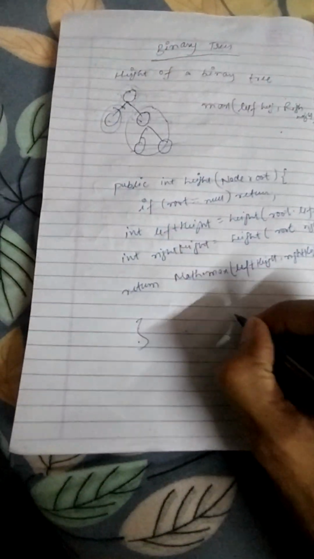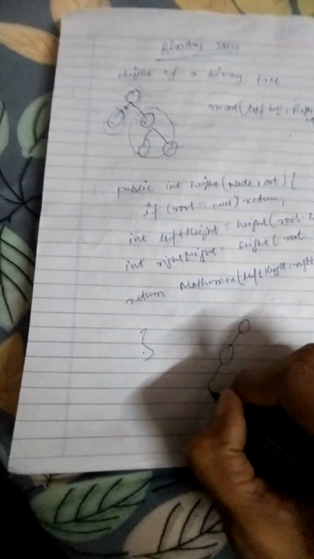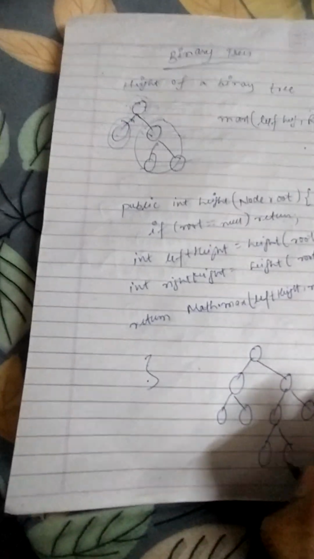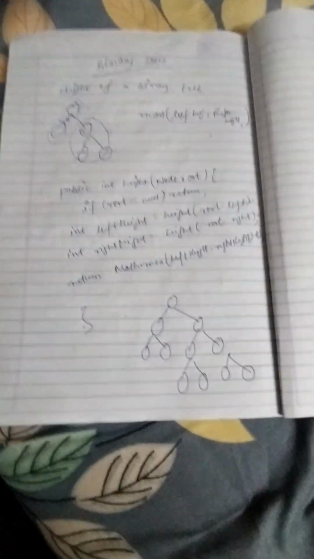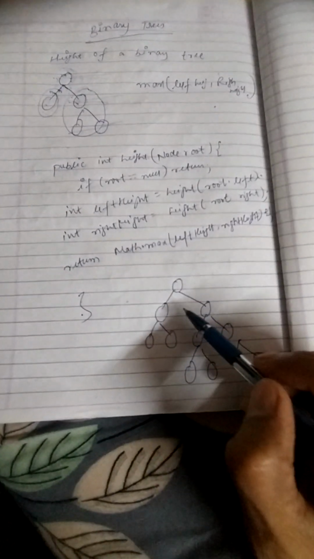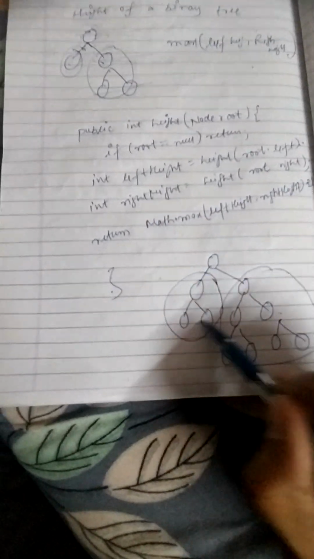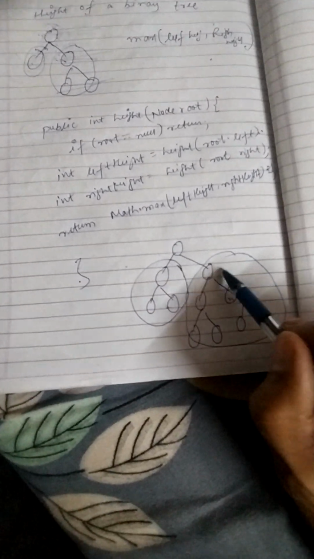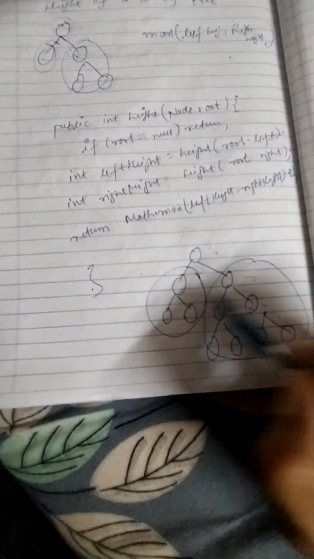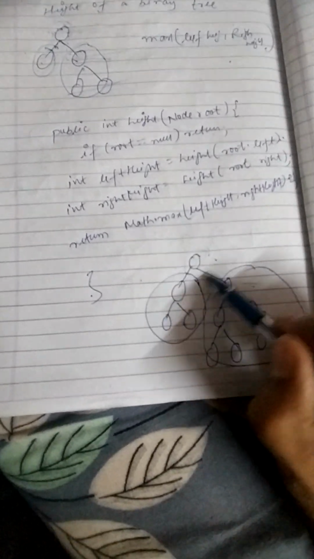Let's say we have the tree like this. We have to find the height of this tree. So we will be finding the height of this subtree and this subtree, and whichever tree's height is more, we will add 1 to the height of that tree. The 1 is for this particular root node, height of this plus 1, and that will be the complete height of the tree.